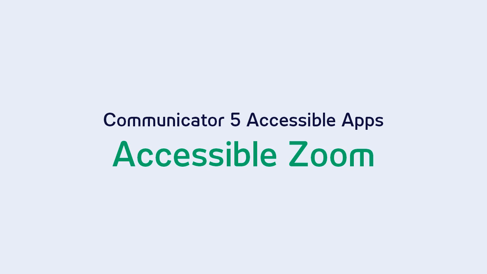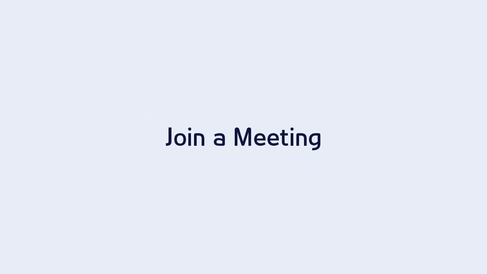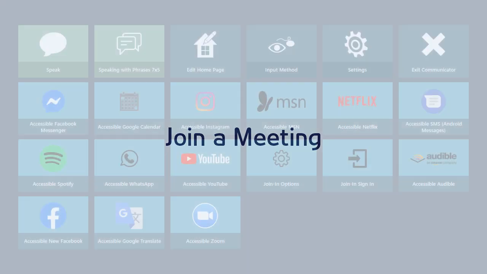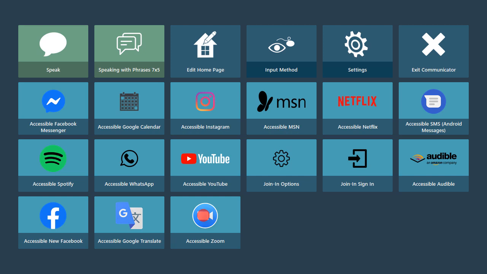Did you know you can join and host meetings with friends and colleagues right from within your Communicator 5 using your preferred access method? Accessible Zoom for Communicator 5 is all you need. First, open Accessible Zoom from your Communicator 5 homepage and select Zoom.